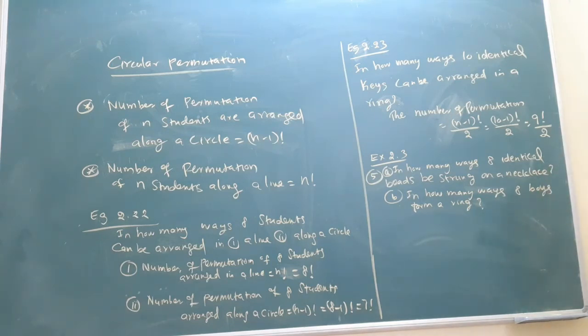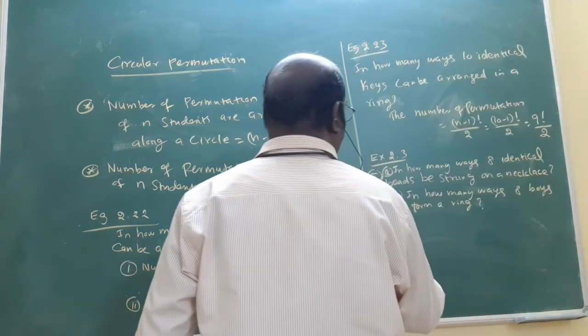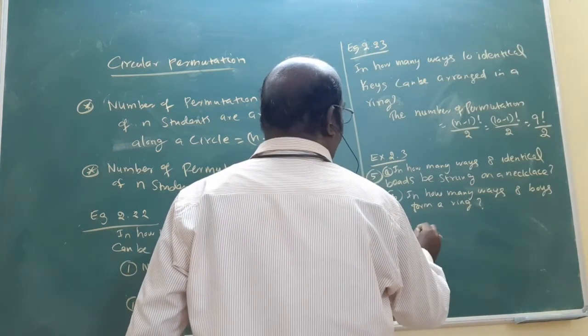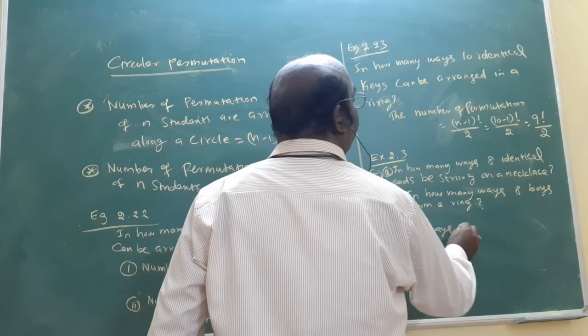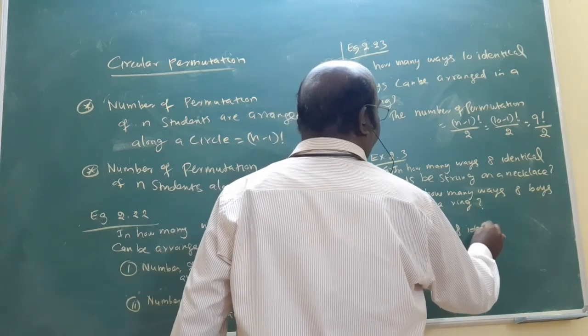Again, exercise 2.3, fifth question, the previous idea only. In how many ways can 8 identical beads be arranged? Beads on a ring means divided by 2. The first one is what? The number of ways 8 identical beads can be arranged.